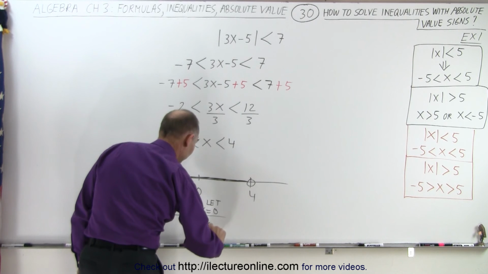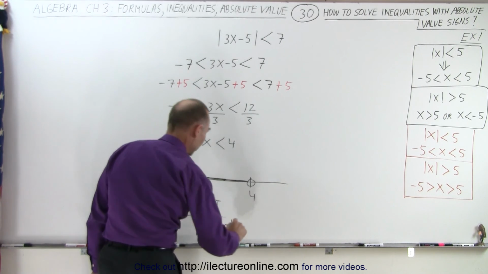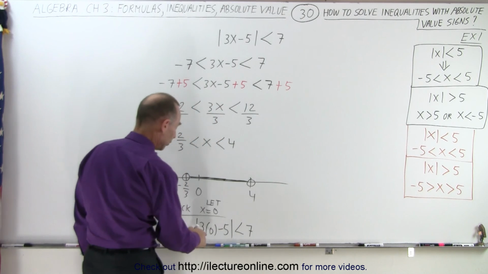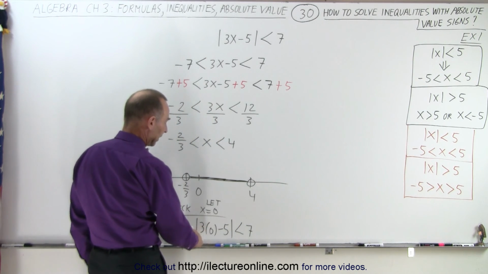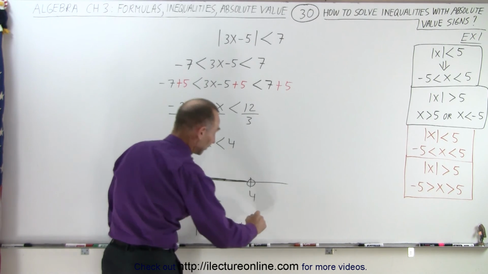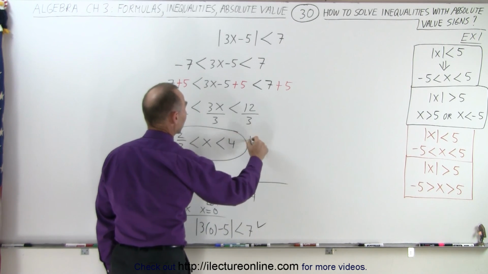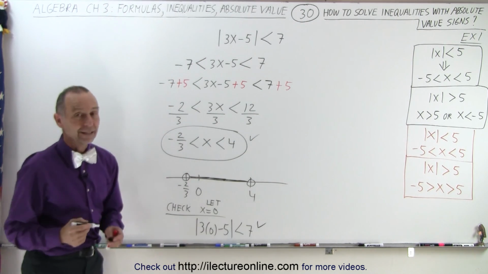3 times 0 minus 5, take the absolute value of that, should be less than 7. Notice 3 times 0 is 0. The absolute value of minus 5 is 5, and 5 will be less than 7. So that checks. So that means that this is most likely the correct answer. And that is how it's done.